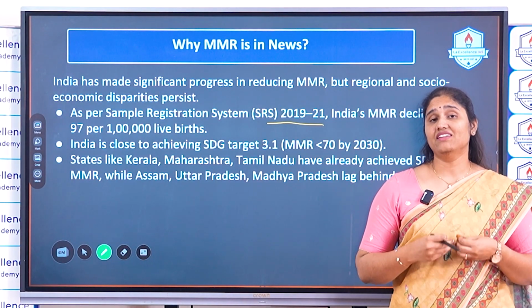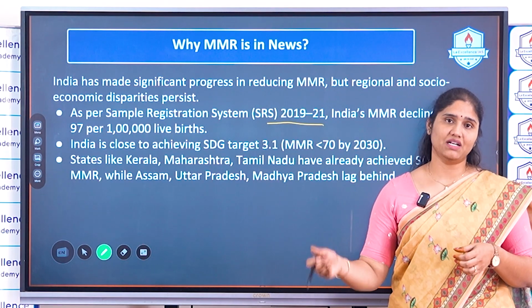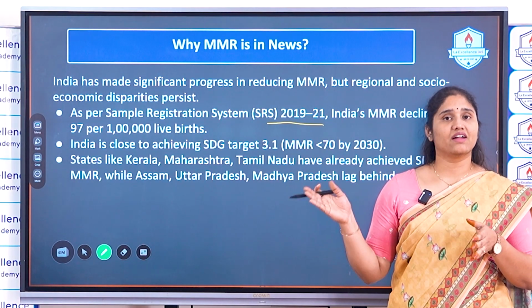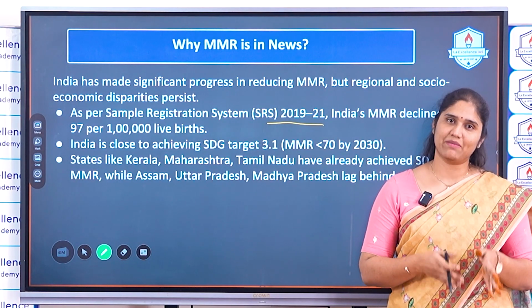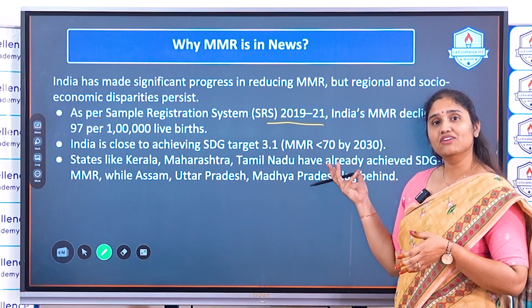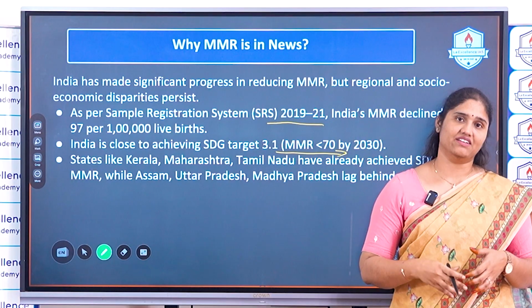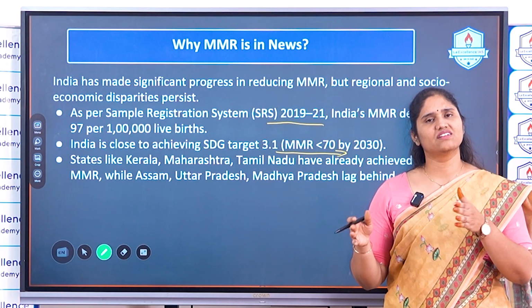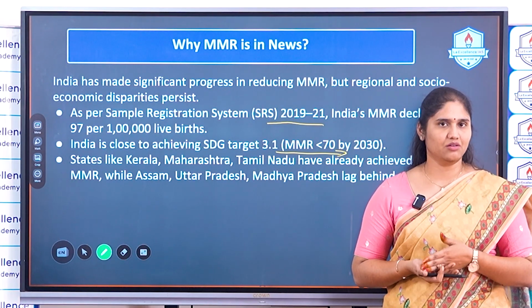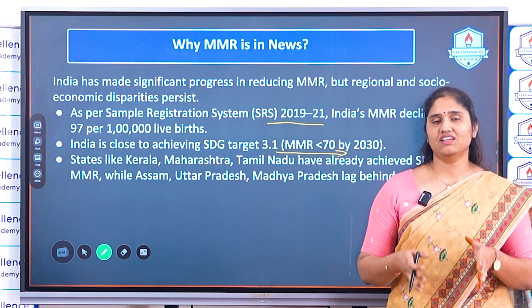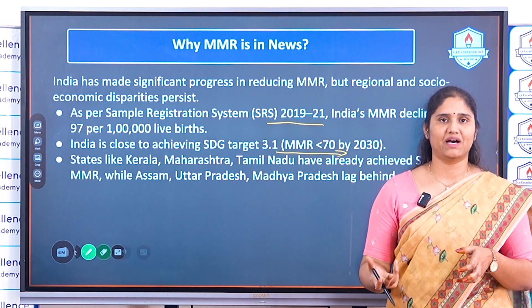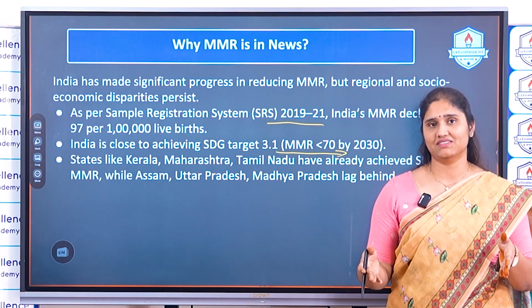And we are very near to achieving the Sustainable Development Goal of around or less than 70 MMR by 2030. This is our target, and we are very near. But despite the reduction in the maternal mortality rate, we are seeing large social disparities and interstate disparities.